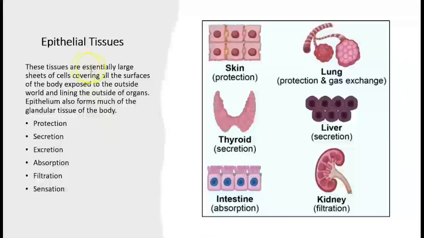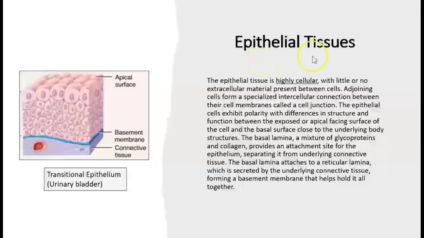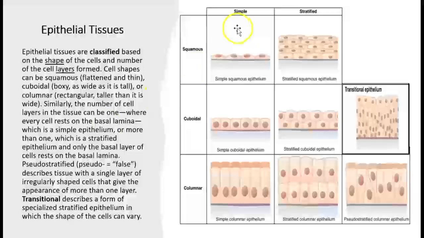Epithelial tissue has multiple different types of functions: protection, secretion, excretion, absorption, filtration, and sensation. How do you get these tissues? We said that the tissues are formed based on cells. What type of cells can we have?